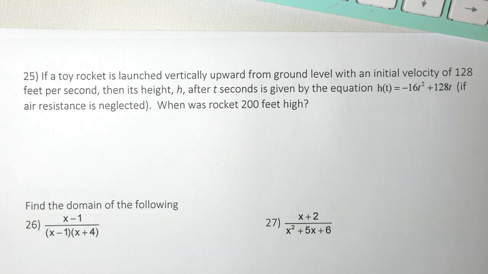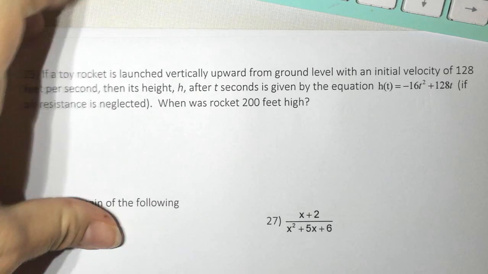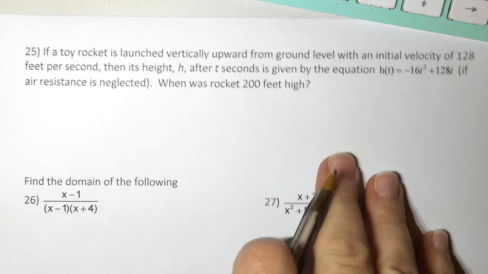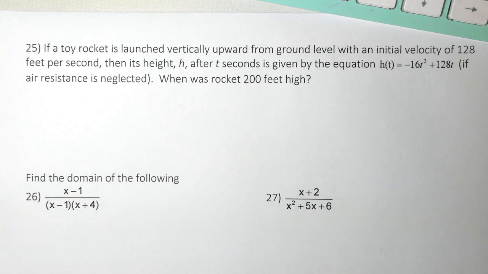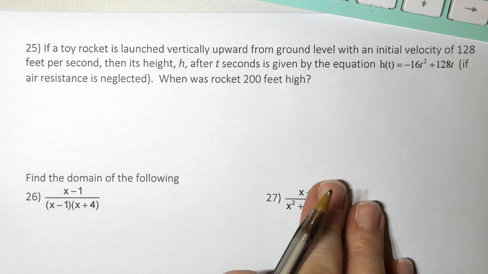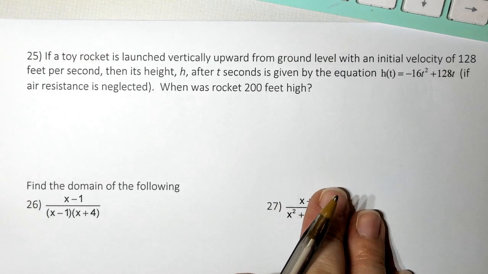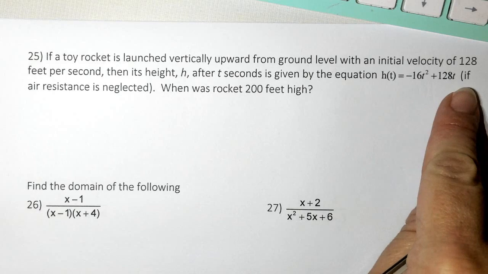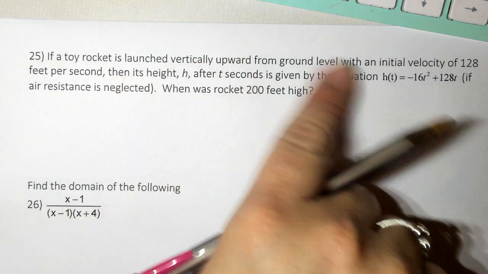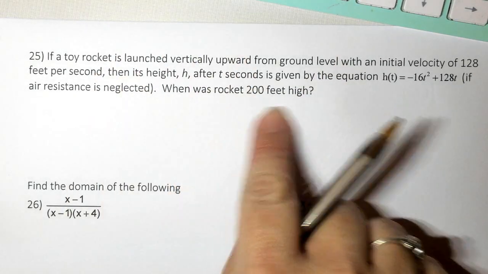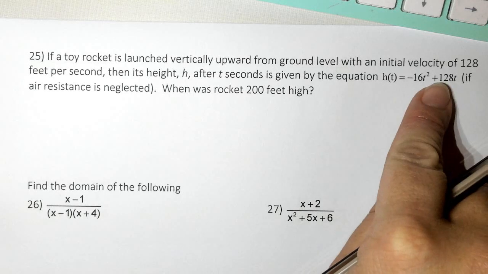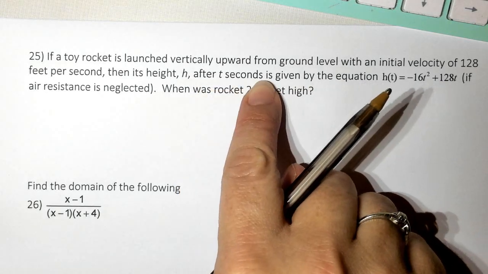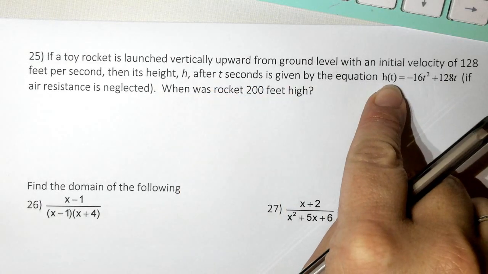Okay, number 25. If a toy rocket is launched vertically upward from ground level with an initial velocity of 128 feet per second, then its height h after t seconds is given, yada yada. We have this. Okay, so a lot of that is unknown information. It says, when was the rocket 200 feet high? Well, t is seconds, so h of t has to be your height.